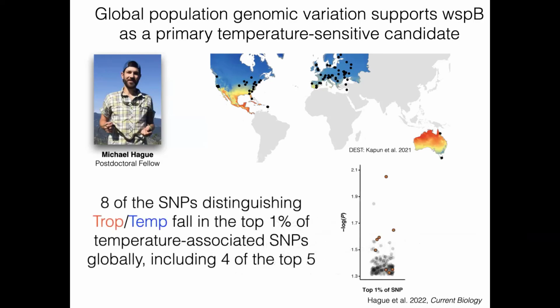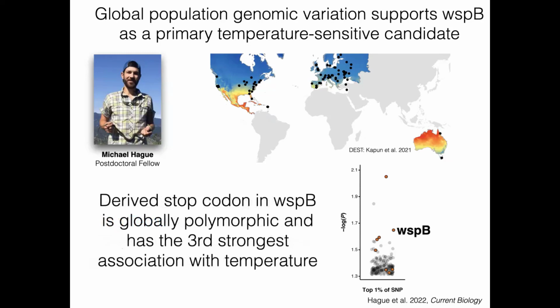What we see is that 8 of the SNPs distinguishing tropical and temperate W-mel genotypes fall in the top 1% of all temperature-associated SNPs globally, including 4 of the top 5, with wspB being the third strongest association with temperature. We can't genetically modify Wolbachia, but Mike is really interested in figuring out what wspB is interacting with on the host side. We think we've done a good job of explaining how temperature is affecting abundance of Wolbachia in oocytes and how that ultimately influences prevalence. And we think we have a good hypothesis here that Mike's interested in working on in terms of what the genetic basis is. But again, we consider this to be a hypothesis at this stage.